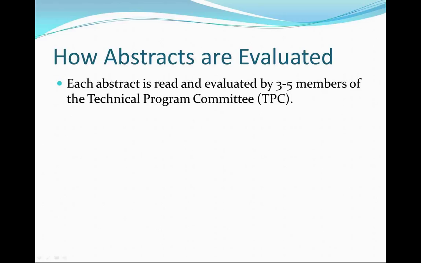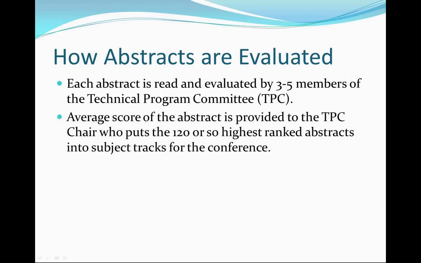And then the process is that the abstracts all get put into the system, and then the technical program committee reviews them. Each abstract is read and reviewed by 3 to 5 members of the technical program committee, and then the average score of those reviews is provided to me, the technical program chair, who puts the 120 or so highest ranked abstracts into subject tracks for the conference.